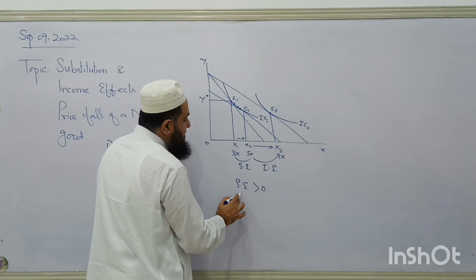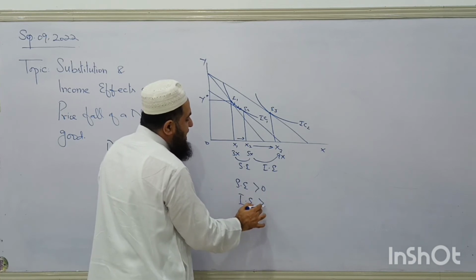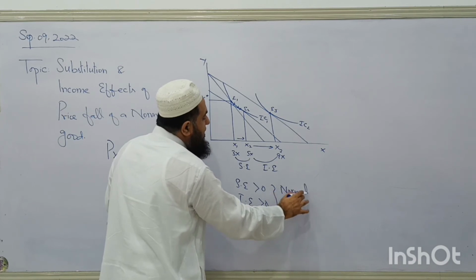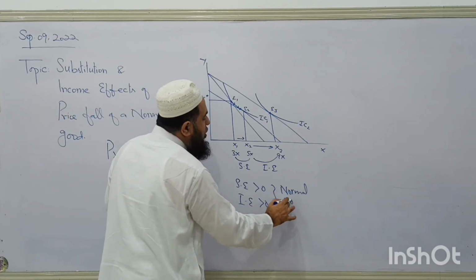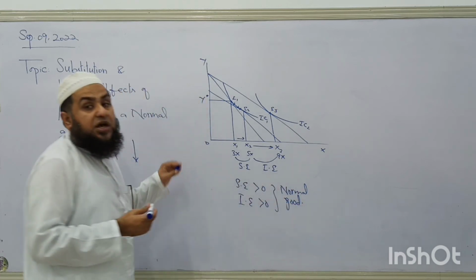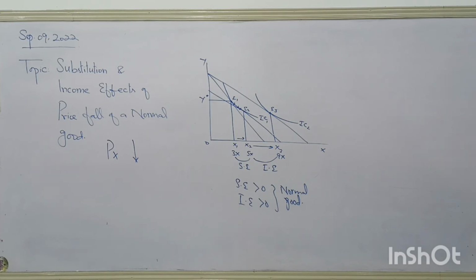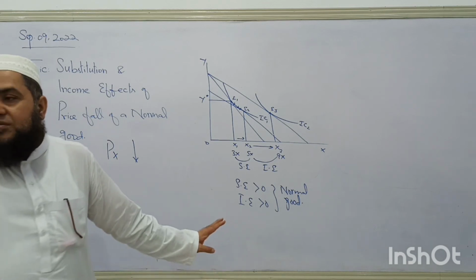The substitution effect is positive, the income effect is also positive, so this good is called a normal good, where both effects are positive and moving in the same direction. When the price falls, he is increasing the consumption of X due to the substitution effect and due to the increase in the real income of the consumer. So when both effects are positive, we say this good is normal.